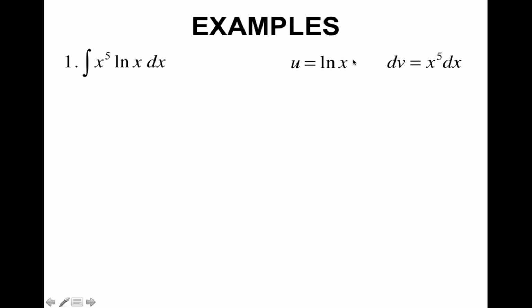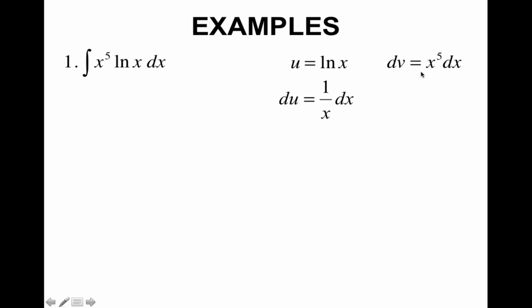The reason why I did not let dv be the natural log of x is because I'm going to have to integrate dv, and we don't know what the antiderivative of the natural log is yet. So I'm going to take the derivative of u, so I'm going to find the du, which would be 1 over x dx.